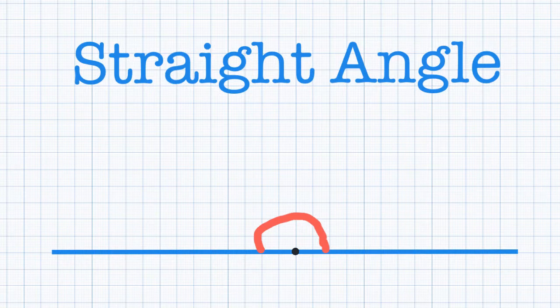So in reference to the other angles, since this is 180 degrees, and for example, this would be 90 degrees. So an obtuse angle would always be greater than 90 degrees and less than 180 degrees. An acute angle will be more than 0 degrees and less than 90 degrees.